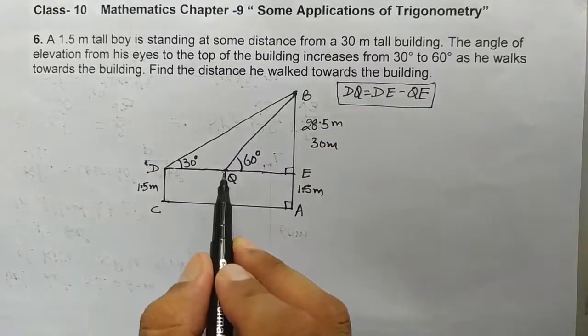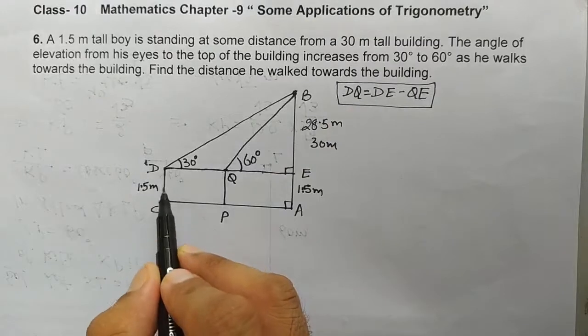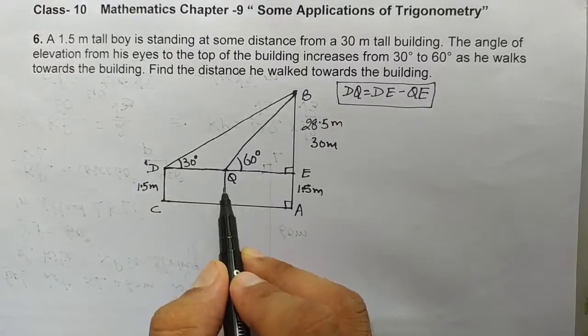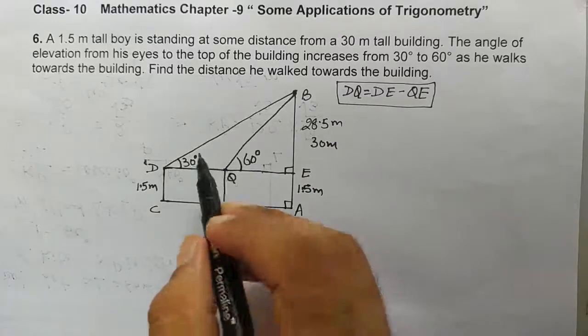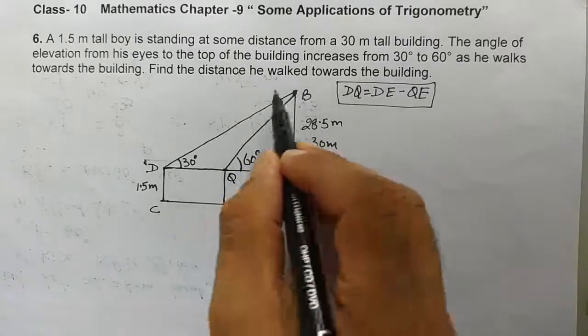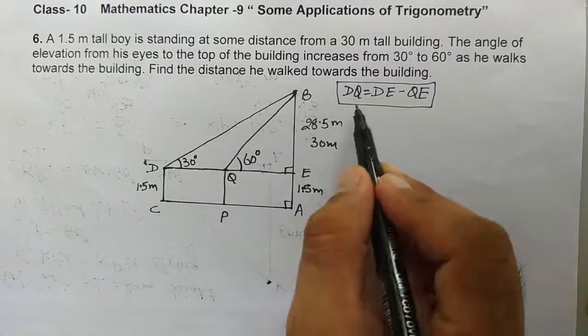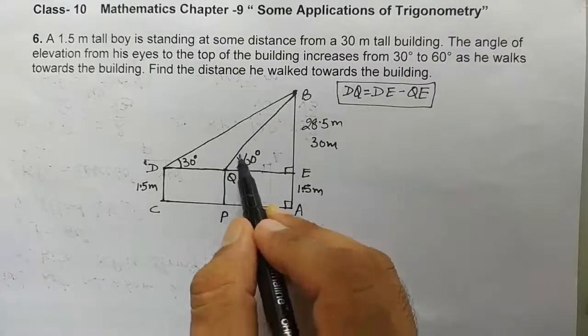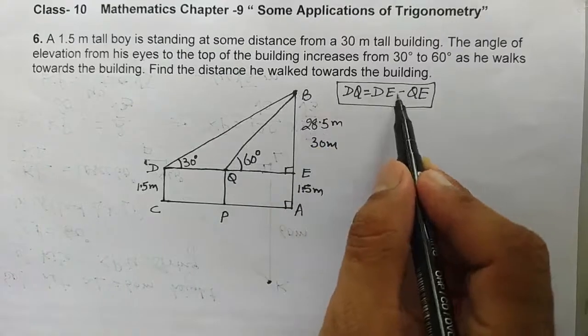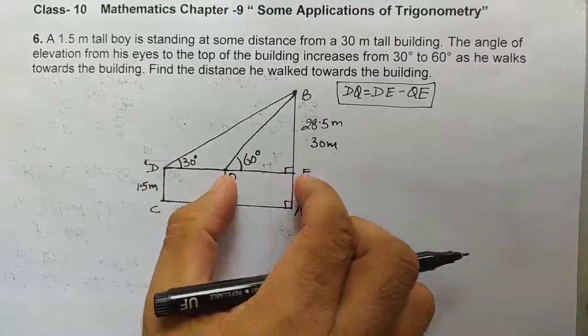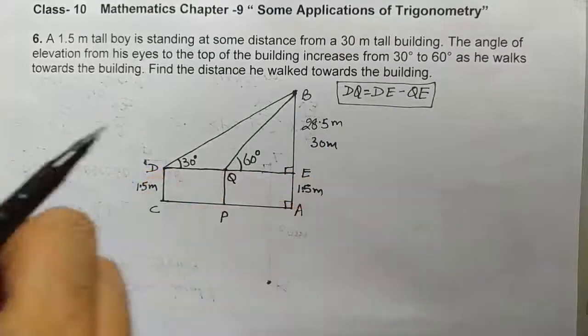Okay, DQ is the distance traveled by the boy, because the boy was initially here and later on he was here. So DQ is the distance traveled by the boy. So what we do, in the bigger right angle triangle we have BE, we will find out DE. In the smaller right angle triangle we have BE, we can find out QE. So we will subtract these two, DE minus QE, that is DQ. So this way we will find this.